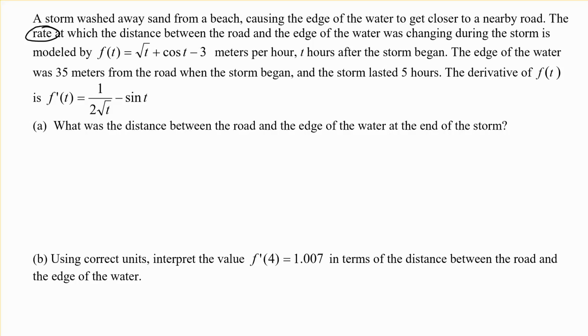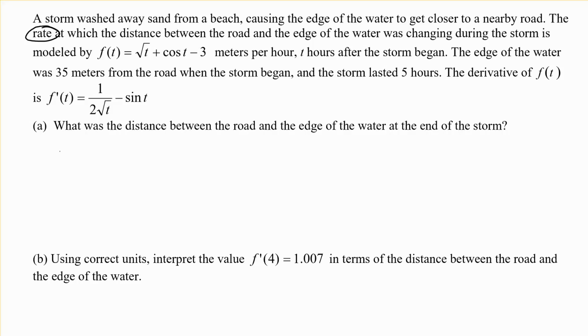The edge of the water was 35 meters from the road when the storm began, and the storm lasted 5 hours. The derivative of f of t is f prime of t equals 1 over 2 root t minus sine t. I think we could have got that from taking our derivative. What is the distance between the road and the edge of the water at the end of the storm?